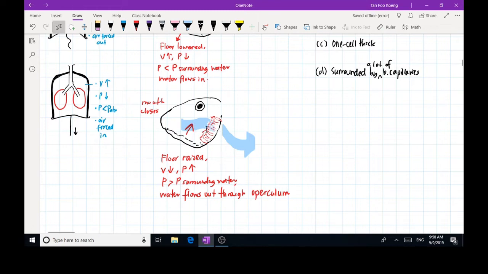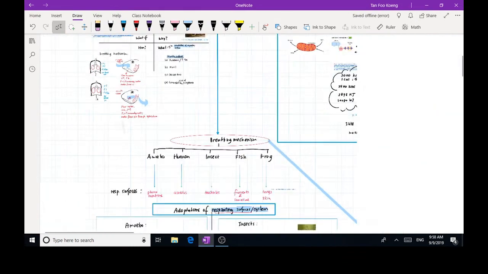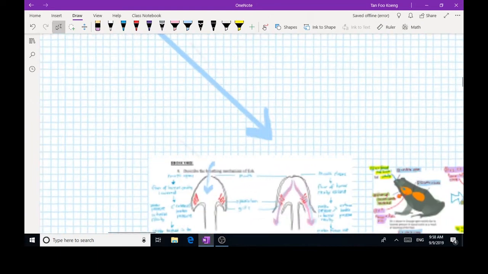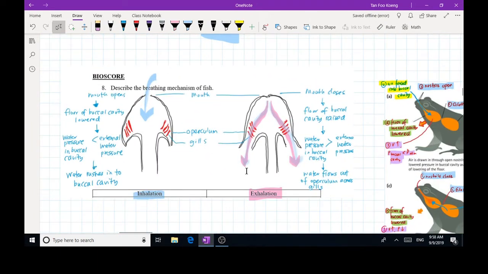So when water flows over the gills, gaseous exchange occurs. Oxygen diffuses into the blood capillaries, and then CO2 diffuses out. So let's look at it from the top view. During exhalation, the mouth closes, the floor of the buccal cavity raises, volume decreases, pressure increases, pressure is greater than the external water pressure. So this time water is forced out through the operculum. As you can see here, the operculum opens to allow the water to go out.